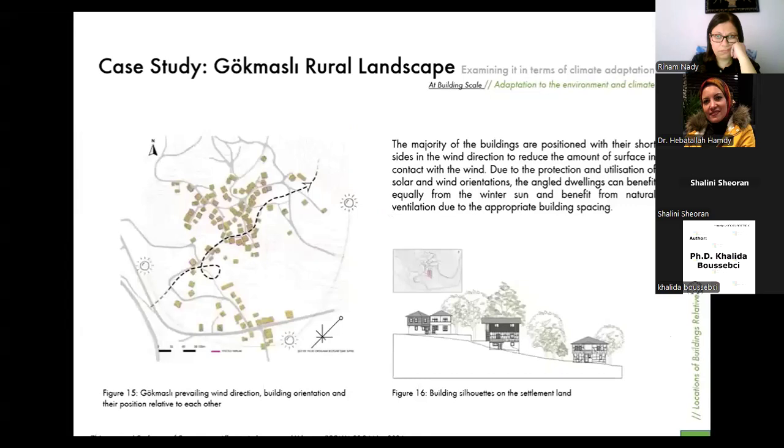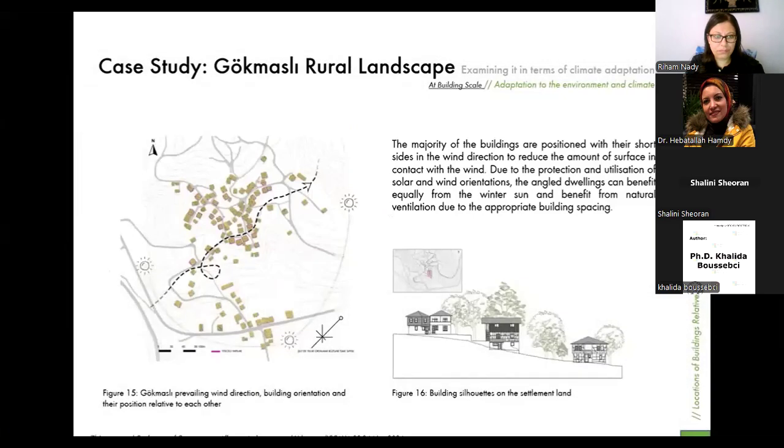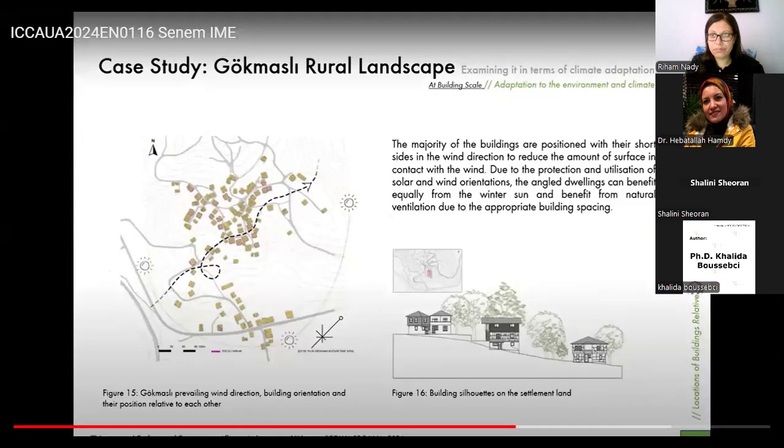The majority of the buildings are positioned with their short sides in the wind direction to reduce the amount of surface in contact with the wind. Due to the protection and utilization of solar and wind orientations, the dwellings can benefit equally from the winter sun and benefit from natural ventilation due to appropriate building spacing.